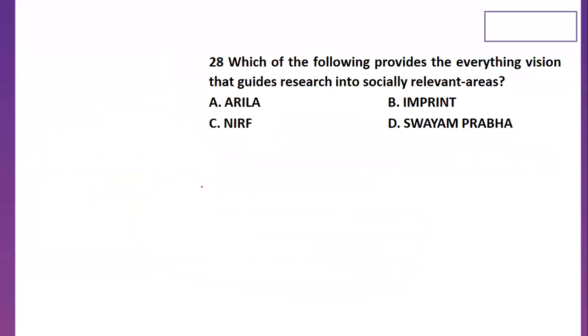Okay. Now, question number 28. Question number 28 talks about which of the following provides the overarching vision that guides research into socially relevant areas. Now, this particular question, maybe many of you will definitely go right. But the reason to bring this question is, I have said it very clearly, these are the most repeated questions. But if you see the question, the way of asking the questions is completely different. So do not jump immediately to the answers. That is not the agenda of the session. Whatever lectures we are bringing for you, it is not to implement memory learning or rote learning.